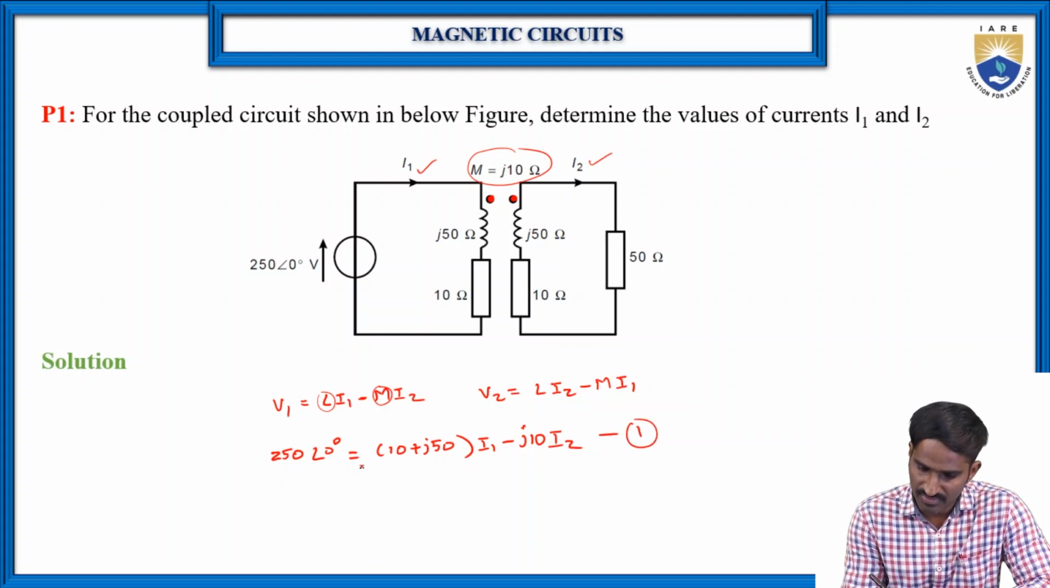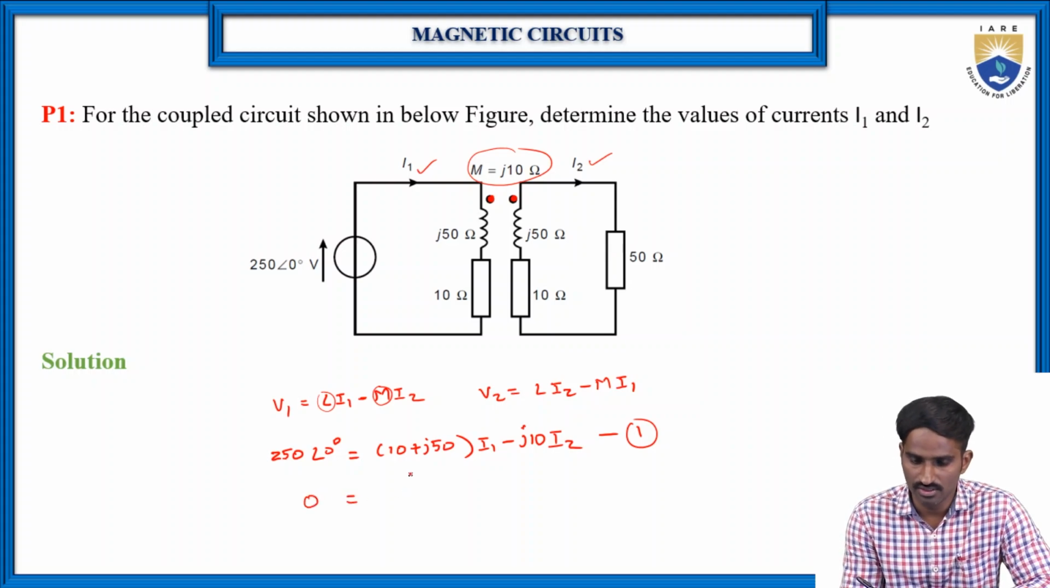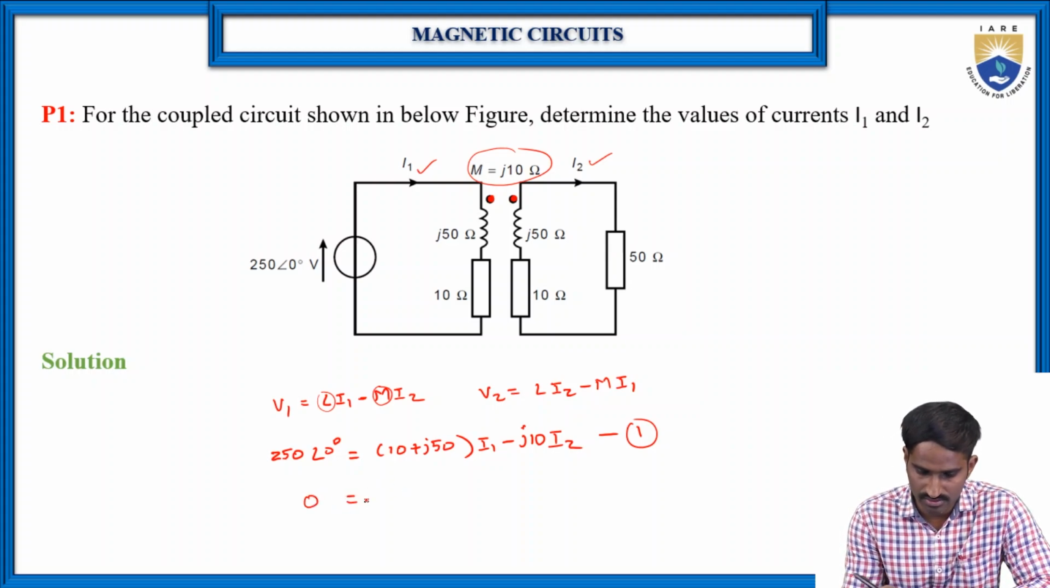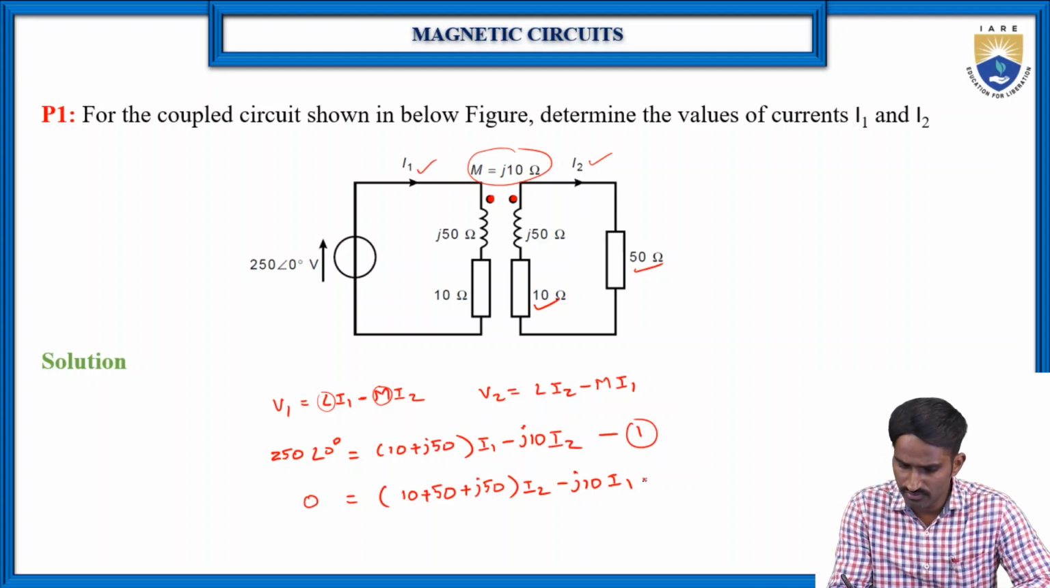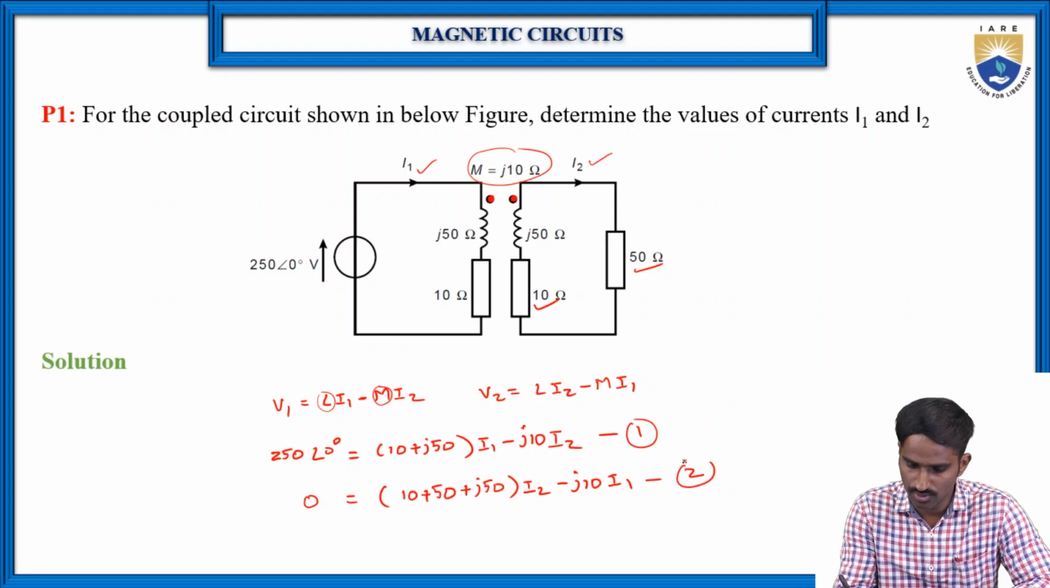Then similarly, let me write the equation for the second case also. Of course, let us consider here it is 0, because we don't know the value of V2 anyway. So 0 is equal to the same way, what is the impedance here? Which is 10 plus 50, because two resistors are there, one is 10 and another one is J50, into I2 minus, again M, which is J10, into I1, right?